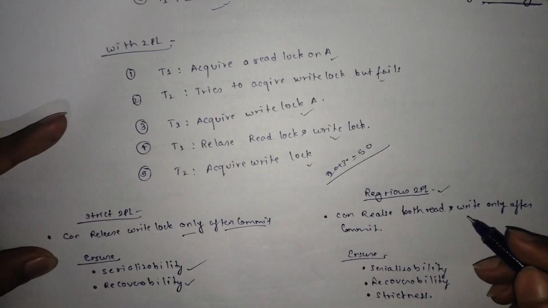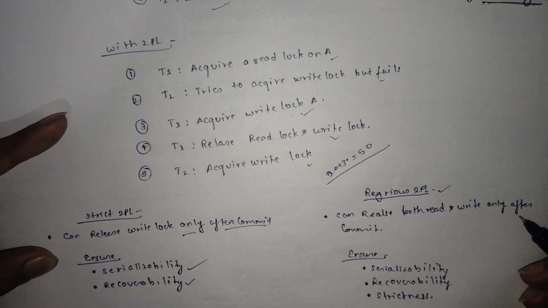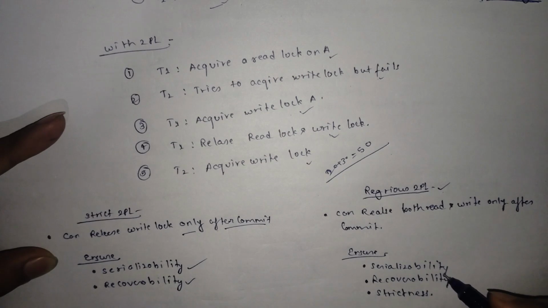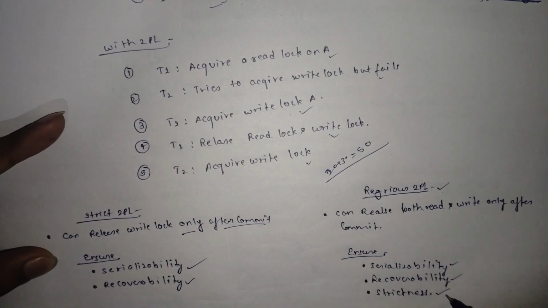In rigorous 2PL, we can release both read and write locks after the commit. Before commit we can't release any type of lock. It ensures serializability, recoverability and strictness.